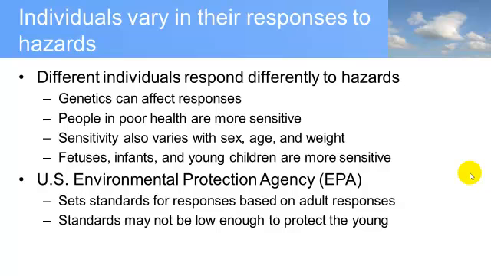People who have poor health problems already, people who have pre-existing problems, they're already more sensitive and can be more vulnerable to many of these hazards. There's also variation with sex and age and weight with various chemicals. The very young, including fetuses, infants, and young children, are almost always more sensitive to chemicals in the environment than adults. The EPA, however, sets standards based on adult responses, so there's lots of concern that many of the standards may not be low enough to protect the young.